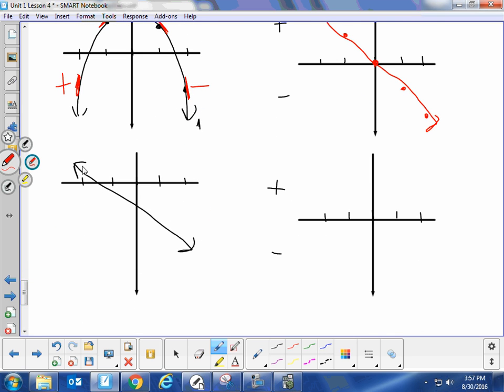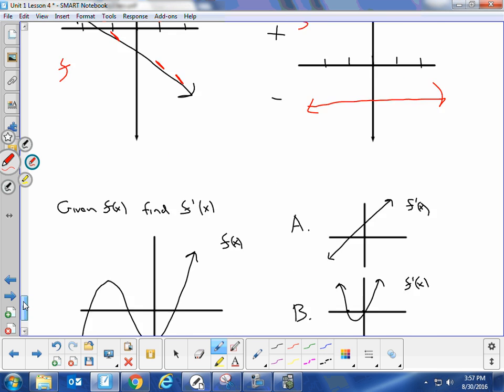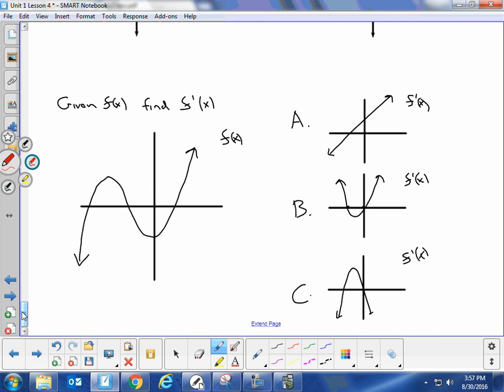And I'll finish off and do one more. For this one, all of the tangent slopes at all the locations are the same. They're all negative, and they're equal values. So this is what f prime would look like if this is f. You will see on your quiz, as well as on your test, you will be given the graph of f, and you will be asked to match the derivative function.